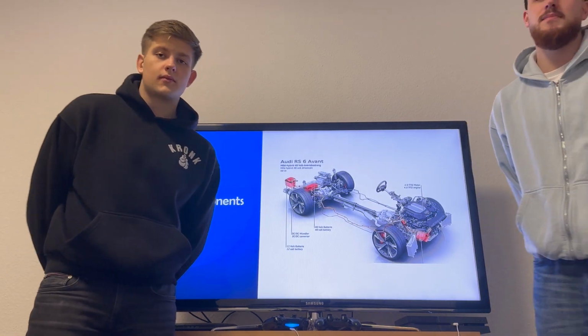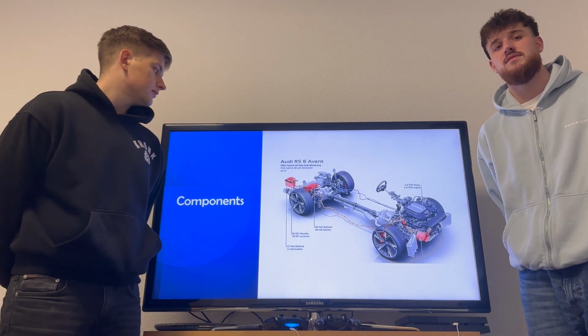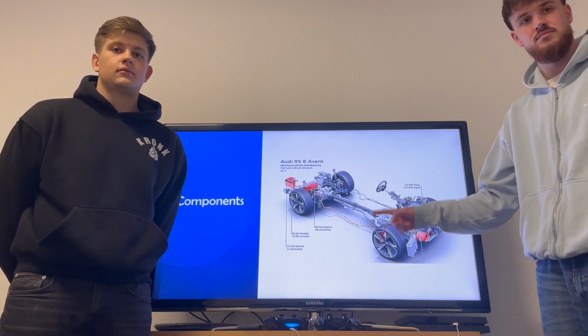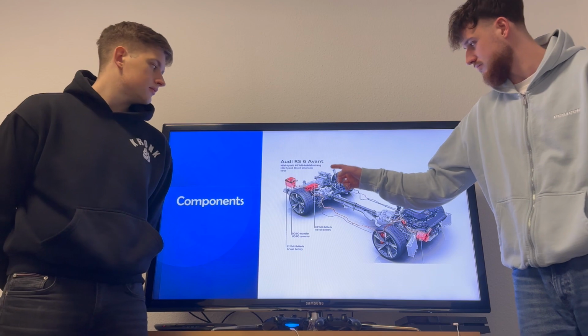After discussing some milestones of automotive history, let's come to some components of the car, like the engine, the transmission, the exhaust system, or even the suspension.